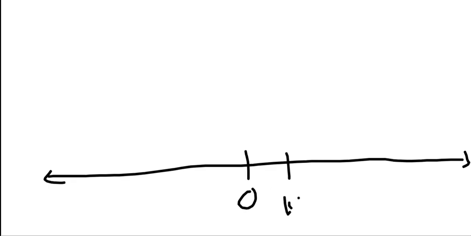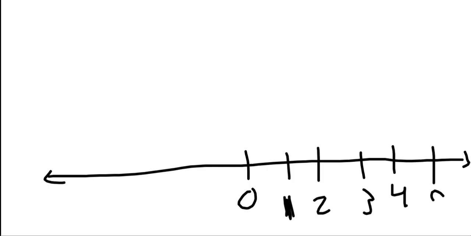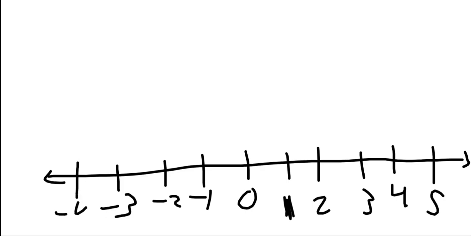So let me just draw a number line here. We'll have this in the middle be 0, then 1. Excuse my terrible handwriting, I'm sorry. 2, 3, 4, 5, then negative 1, negative 2, negative 3, and negative 4.